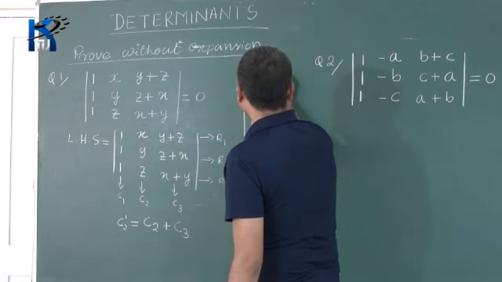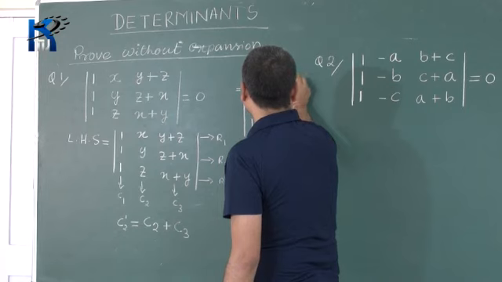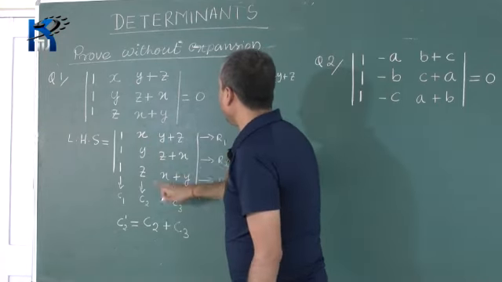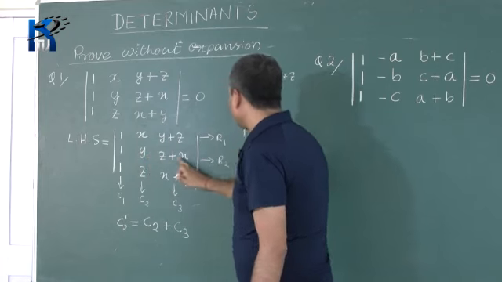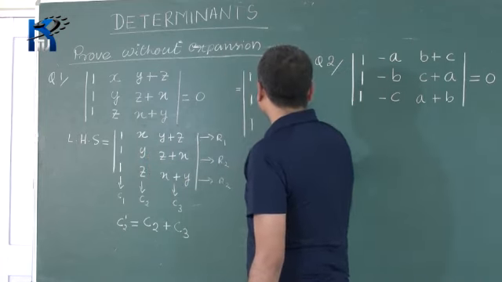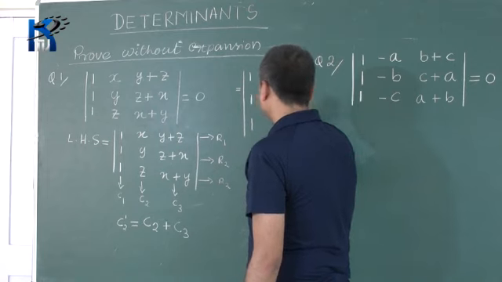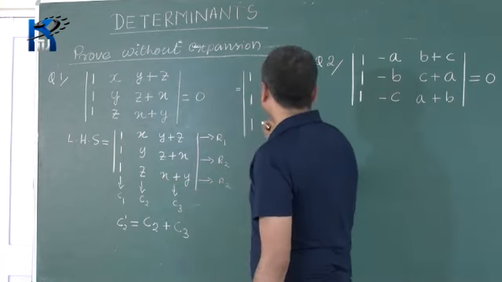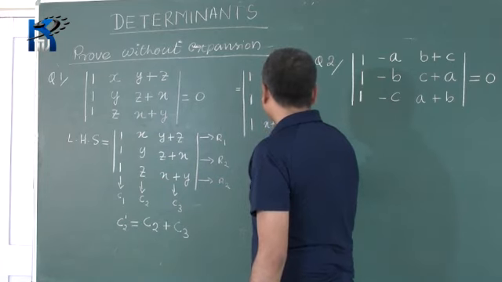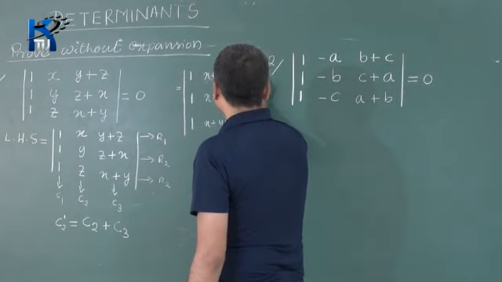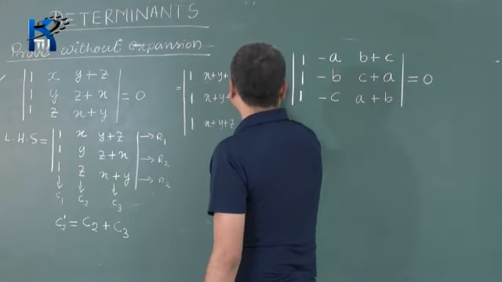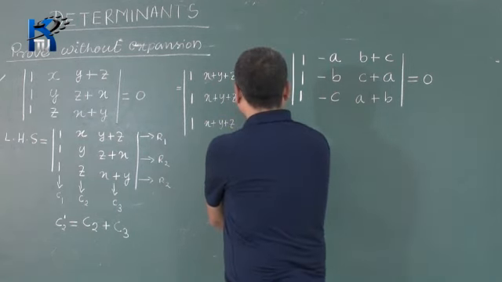Then I'll add these two quantities. This one will be x plus y plus z. For the second row, if I add these two quantities, what will we get? y plus z plus x, we can write x plus y plus z. Then adding these two, we get x plus y plus z. The third column will remain the same: y plus z, z plus x, and x plus y.